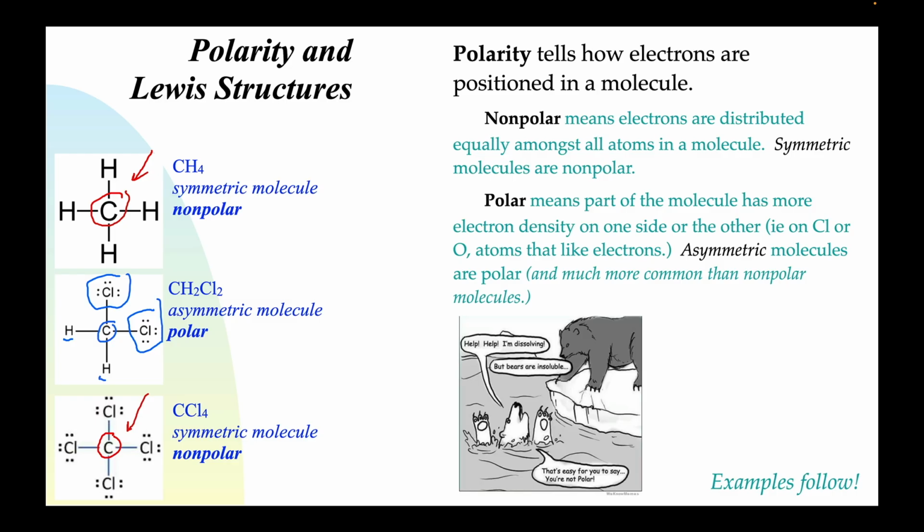That would be an asymmetric distribution. You don't have the same kind of atoms. So if you don't have the same kind of atoms all the way around the molecule, you can basically assume it's going to be polar. So at this point, let's do some examples.